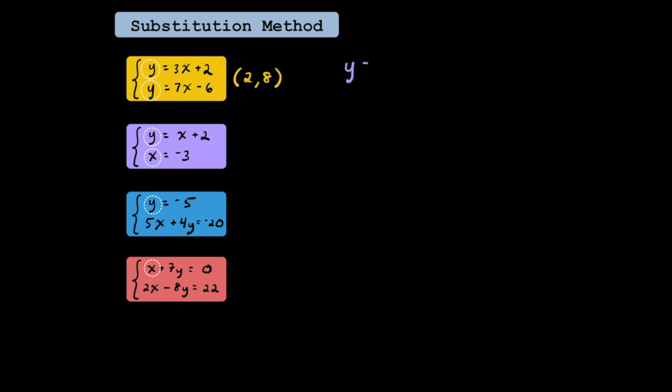In the second equation, we have y is equal to x plus 2, and we have x is equal to negative 3. Since the second equation already tells us that x is equal to negative 3, we already have half of our answer. Since x is equal to negative 3, we're going to substitute it in for the x in the top equation. Once we substitute, we're going to get the equation y is equal to negative 3 plus 2. When we add negative 3 plus 2, we're going to get negative 1.